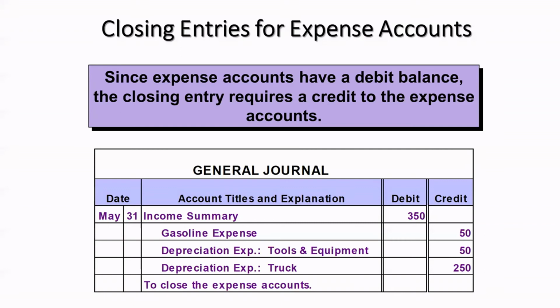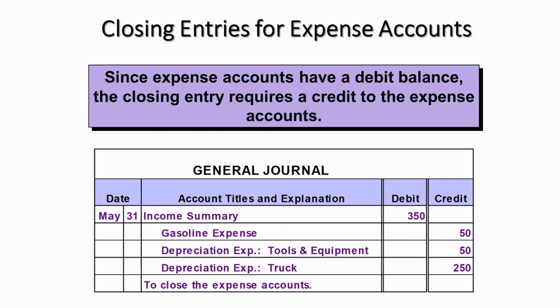And now let's close the three expenses. Expense accounts have a debit balance. The account is closed by a credit to the expense account and a debit to income summary. A credit is made to each of the three expense accounts for their balances, with a debit to income summary for the total of $350.